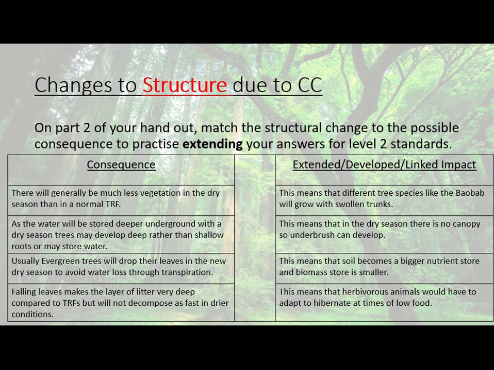Okay, so the first one links up to the bottom one. So there'll be much less vegetation in the dry season than normal in the tropical rainforest, and because of that less vegetation, herbivores might have to adapt to hibernate because there's not enough food. As the water is stored deeper underground because there's less vegetation, it's able to sink more. It means that certain species, like the baobab tree, but not necessarily that tree, will have to evolve to maybe store more water in their trunks during the dry season.